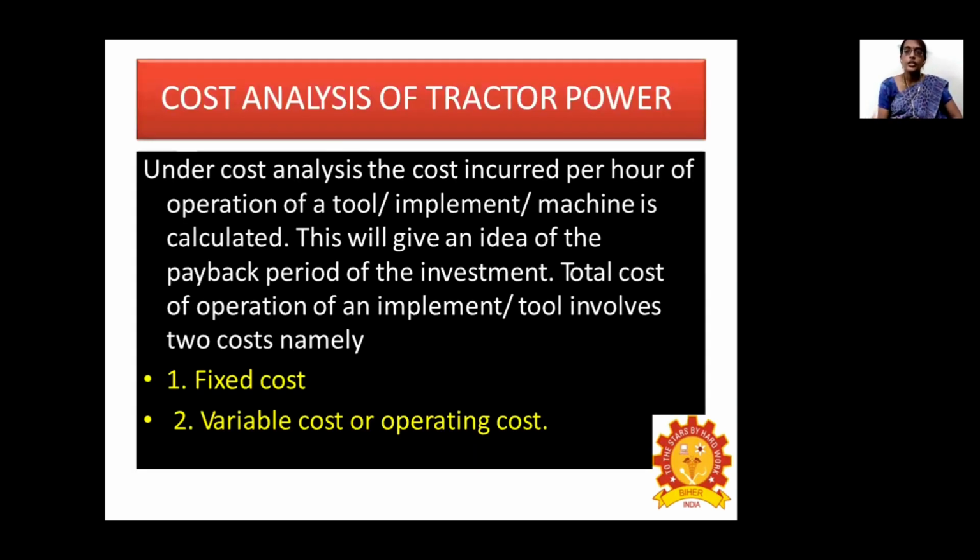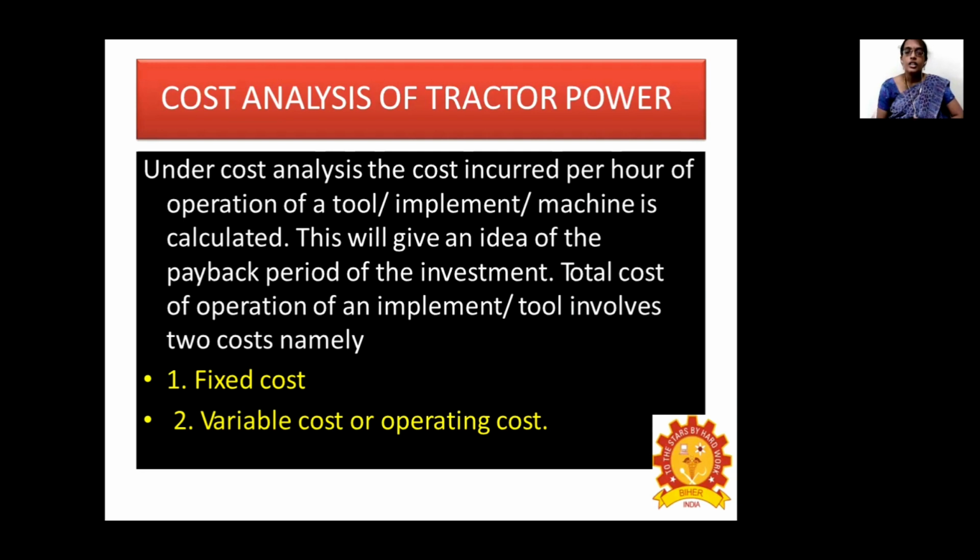Next, we are going to see about cost analysis. So how can we calculate the cost of a tractor with any attached implements. Under this cost analysis, we can calculate the cost incurred per hour of operation of a tool, implement, or machine. A tool needs human power to operate it, just like a sickle, so it cannot operate on its own mechanism. A machine is a fully powered body, just like a harvesting implement, so everything can be done by itself.